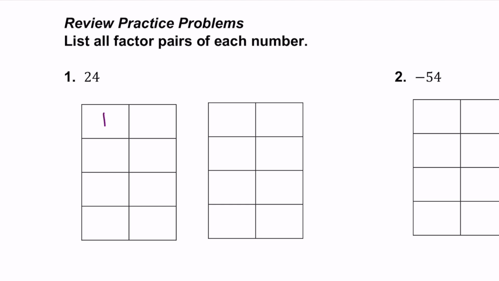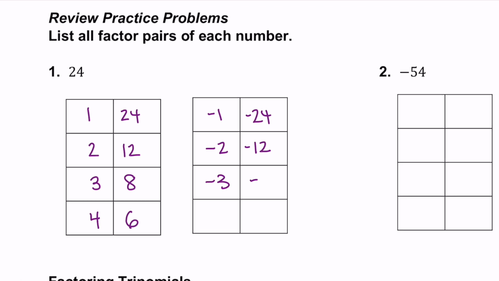For example, 1 times 24 is 24, 2 times 12 is 24, 3 times 8 is 24, and 4 times 6 is 24. Now, I have another box. There are some other numbers that equal 24. For example, -1 and -24 are factor pairs that equal 24. -2 times -12, -3 times -8, and -4 times -6 also equal 24.